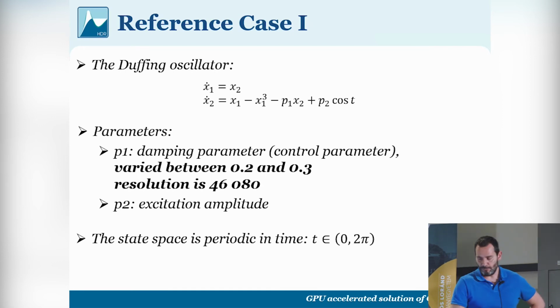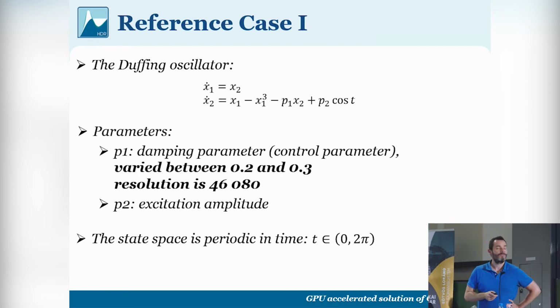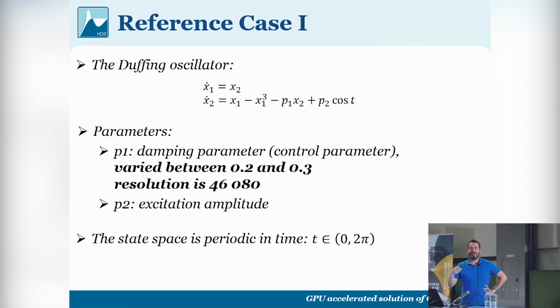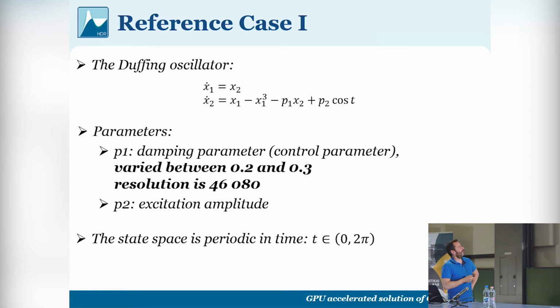The first case study I want to show you is the Duffing oscillator, which is a second-order ordinary differential equation. Here P1 is the damping parameter, which is varied between 0.2 and 0.3, and it has a resolution of approximately 46,000. So altogether we have 46,000 instances of the Duffing oscillator, and we have approximately 46,000 threads. P2 is the excitation parameter, and the state space is periodic in time with periodicity 2 pi.